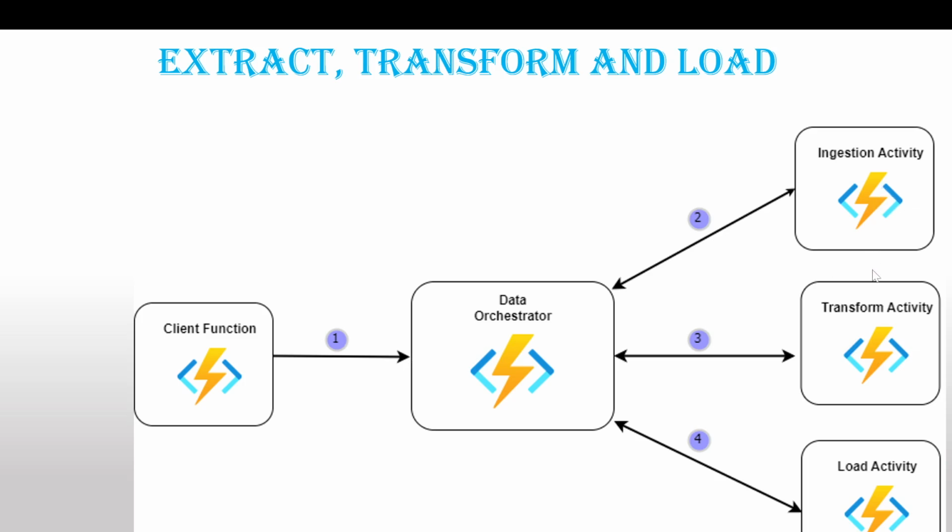So these activities are executed in a sequential manner, and the output of one activity is an input to the next activity. That is what these numbers also indicate. Now the client function is the first step. Next, the orchestrator will be invoking the ingestion activity, second step, third step, and fourth. This is the sequential manner.